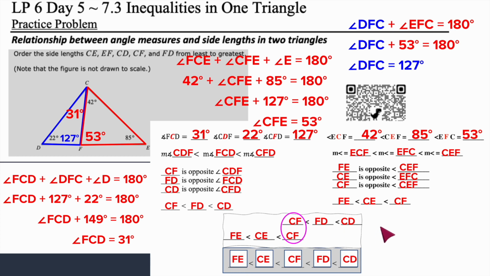All right, so this is the relationship between angle measures and side length in two triangles. I hope that helped, and I will see you in the next video.